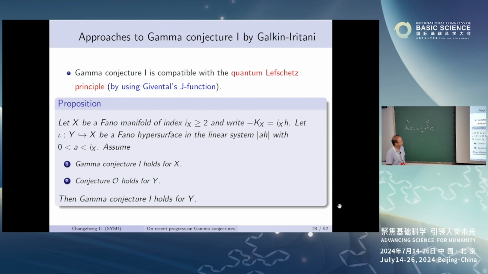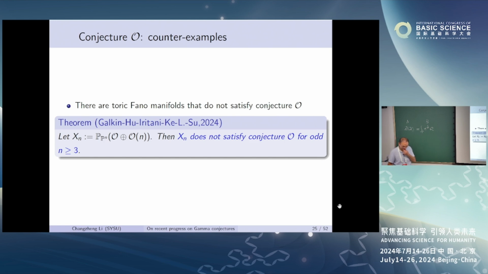Then we will come to our recent work. If you roughly remember the page of what is known for the conjecture, it is a full page. So it seems that many cases were verified, and so we expect that it holds, but it turned out that it is not true for this simple example already. This is a P1 bundle over P^n. This is a Fano manifold. If we consider n odd and larger than or equal to 3, then it doesn't satisfy Conjecture O.